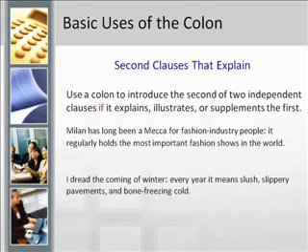Let's look at the second example on this slide. I dread the coming of winter: every year it means slush, slippery pavements, and bone-freezing cold. What we have here is a second clause that explains the first clause, of why the writer dreads the coming of winter. In this case, we would also use a colon to separate the two clauses.